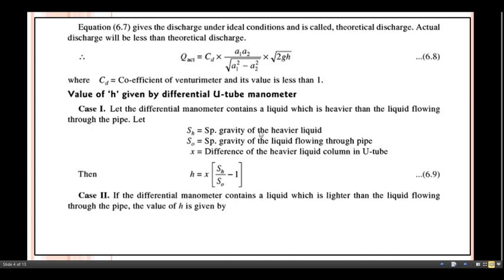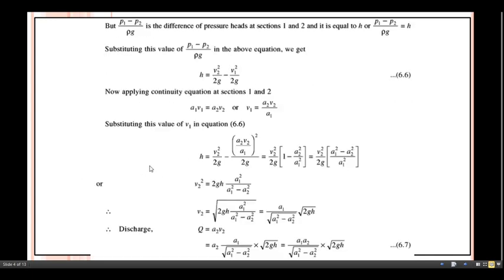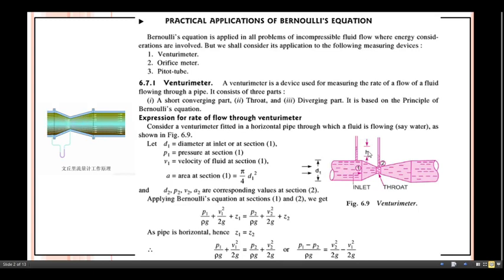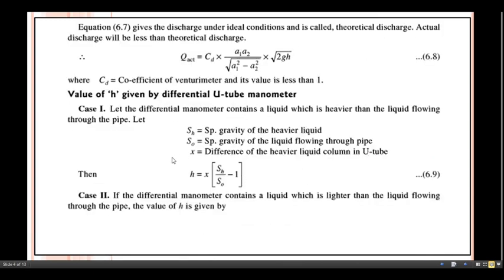SH indicates the specific gravity of the heavier liquid and SO indicates the specific gravity of the liquid flowing through the pipe. X indicates the difference of the heavier liquid column in the U-tube. So when we consider the heavier liquid, we can get the value of H with the help of this relation: H equals X into SH by SO minus 1.